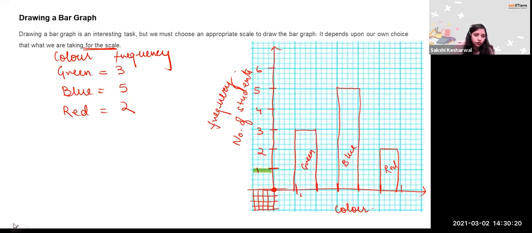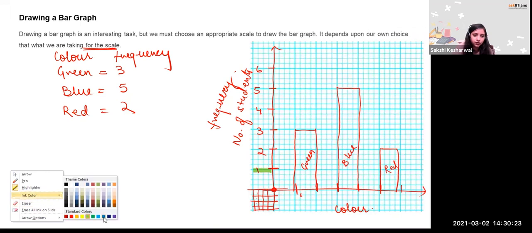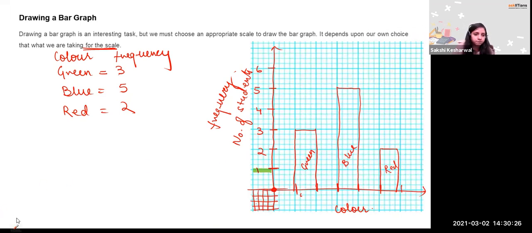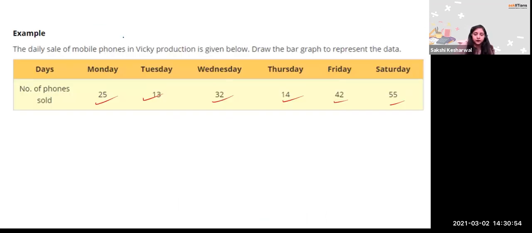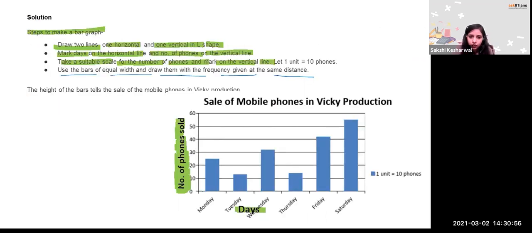Or you can write it like this also, right? I'll take a different, very light color and show it to you. So this can be 10, this can be 20, this can be 30, this can be 40, this can be 50, right? So this is 1 big unit. This is called 1 unit. Now use bars of equal width and draw them according to the frequency of the given scale. On Monday how many were sold? We have 25. So you just leave the space, and then again I'll use a different color.